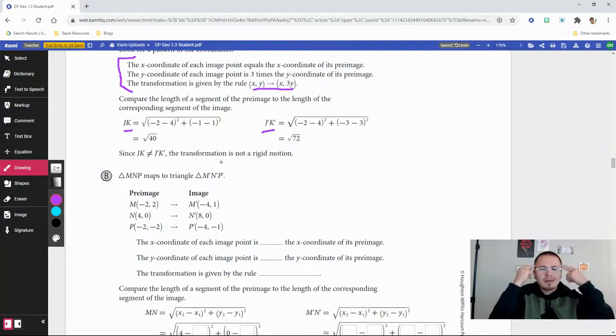And think about it. If you multiply a side by a number that's not 1, it's going to expand or shrink, and it's not going to uphold the length. It's not going to uphold the length.